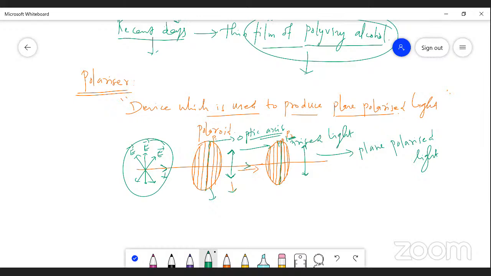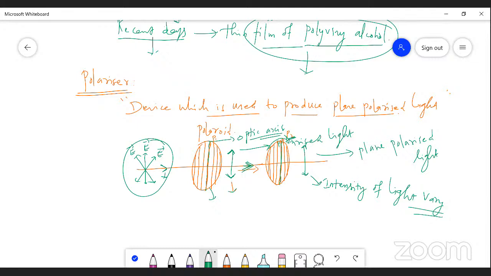If the first polaroid is kept constant, its optic axis constant, we don't change the position of the first polaroid, but the second polaroid is rotated like this. The direction of propagation of light is kept as the axis of rotation. On the basis of this axis of rotation, the second polaroid is rotated like this. What happens? The emergent light beam from the second polaroid varies in intensity. Why? Because now the second polaroid is rotated like this, keeping the direction of propagation of light as the axis of rotation. The emergent light beam intensity decreases.